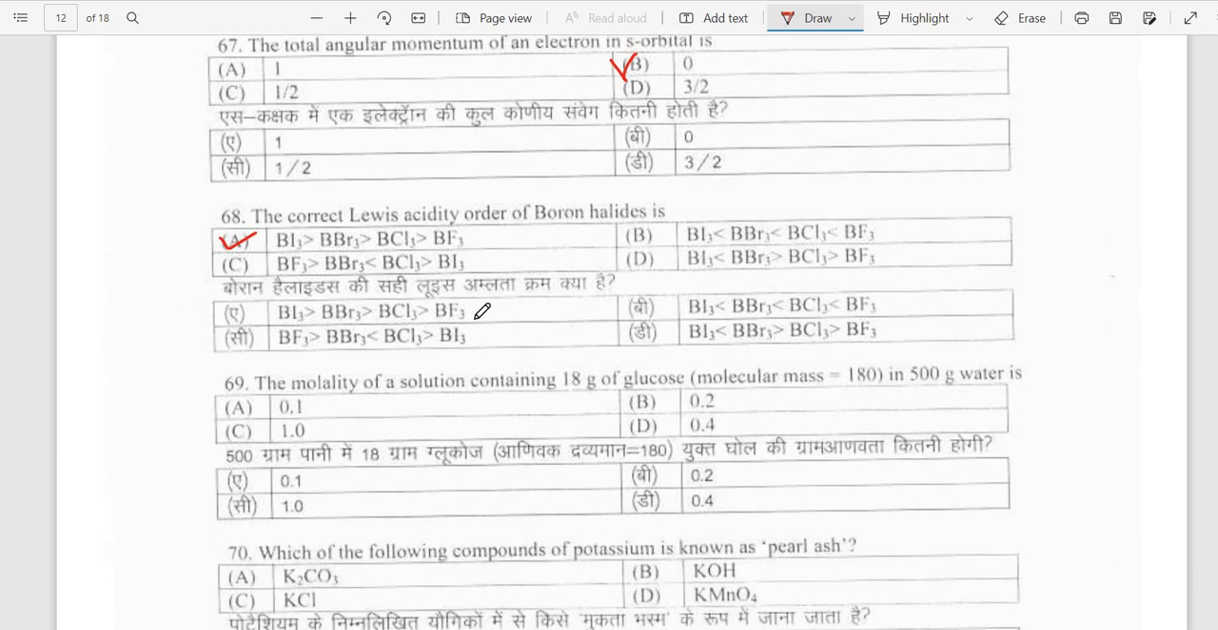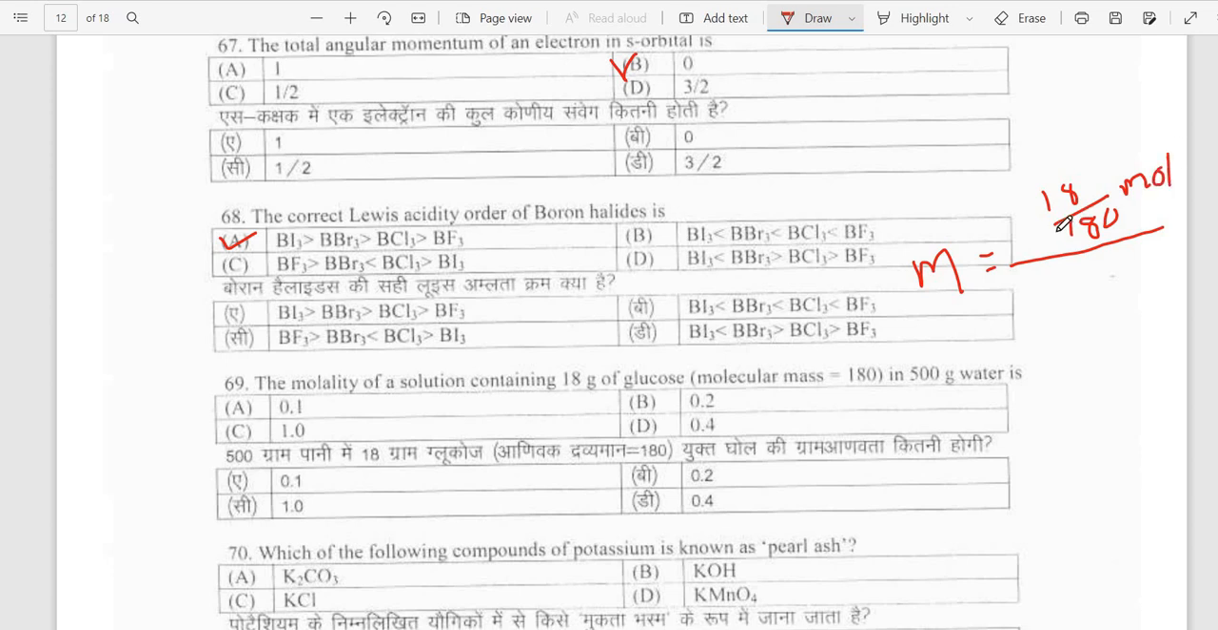The molality of a solution containing 18 gram of glucose, molar mass 180, in 500 gram water is. So what is the formula of molality? Molality is equal to number of moles of solute divided by mass of solvent in kg. Number of moles of solute is given mass by molar mass, so 18 gram divided by molar mass 180 gram per mole. That gives the total moles.